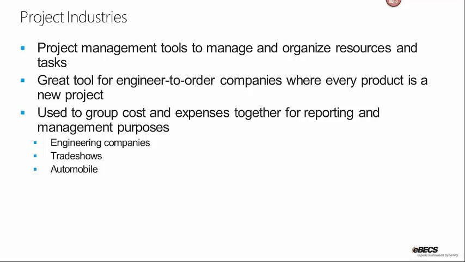As part of that, we can group costs and all of our expenses together, so we can use time and expense management in AX around projects. The type of companies we typically see using project management are engineering companies, like we said, so any make-to-order or engineer-to-order companies where maybe you only make one product every 6 months and you want that all tied into one project. Trade shows and also the automobile industry will see projects, particularly if a company's releasing a new prototype, so they're only making maybe 1 or 2 of those, and it makes sense to tie those into a project.